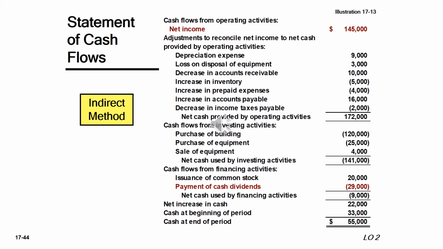Okay, we already started with the net income number in the operating activities section, right? So we're not going to do that again. That's already been factored in. But as you notice, if you go all the way down to the end of the financing activities section in red, you have the payment of cash dividends, right? And of course, the amount will be deducted. So as you can see, we have 29,000 in brackets here. All right.